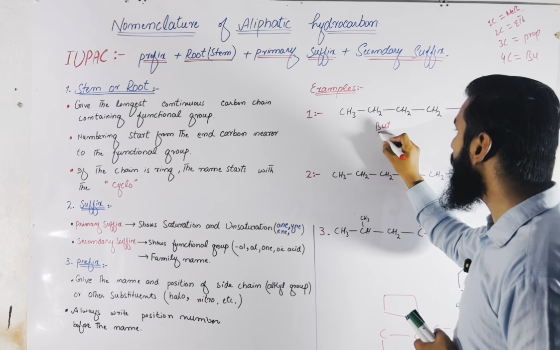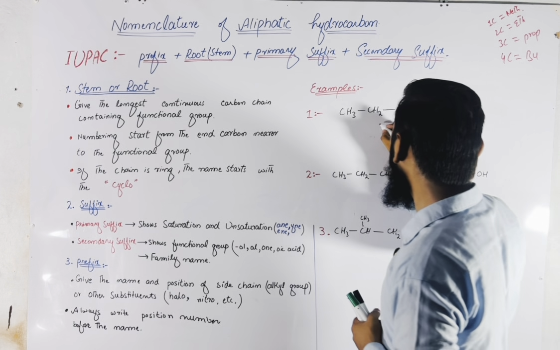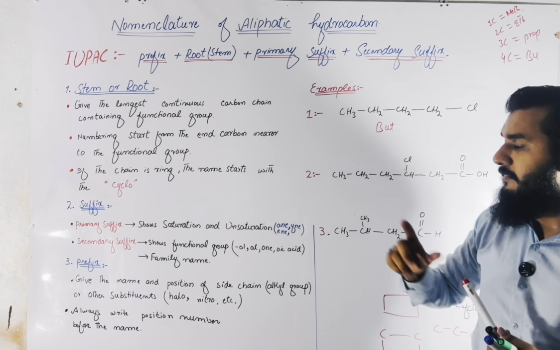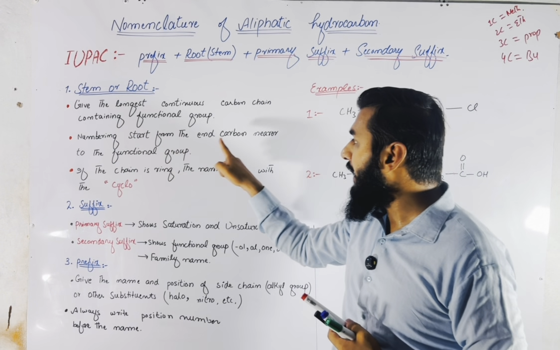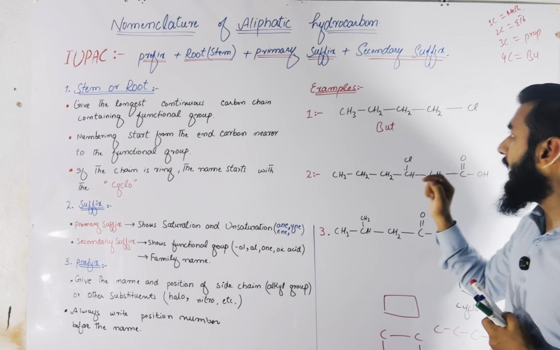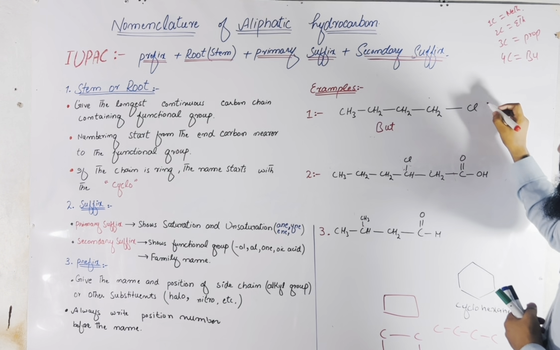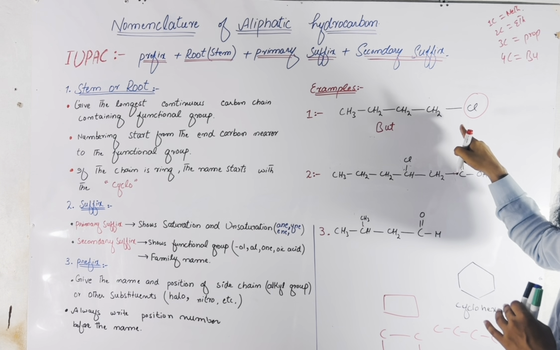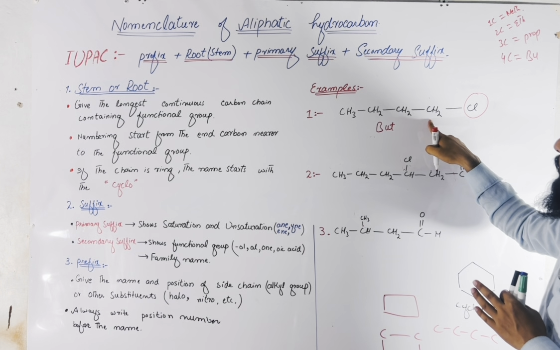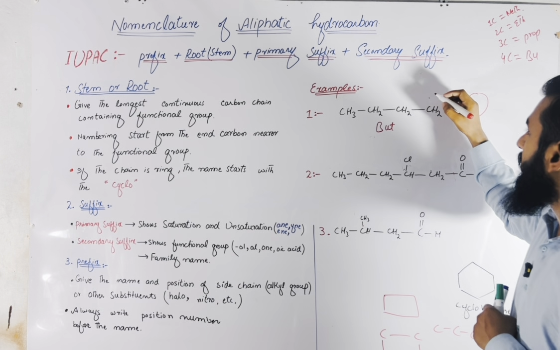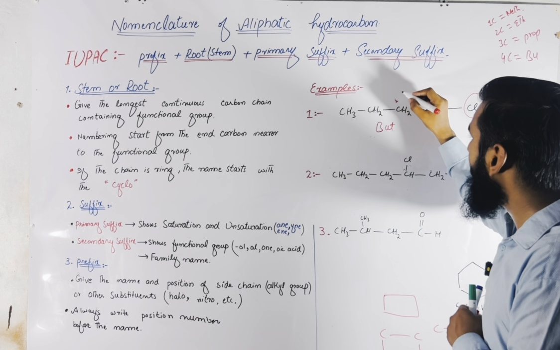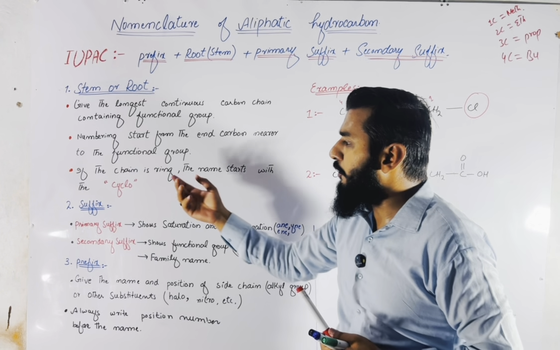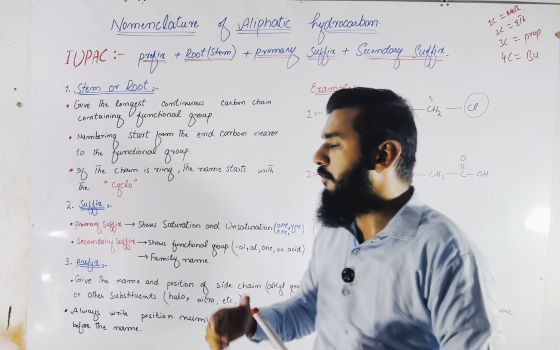So its root or stem name is but. Now the second point, numbering starts from the end carbon nearer to the functional group, and this is the functional group. We know that this is a halogen and it acts as a functional group, and numbering starts from the nearest carbon which is directly connected with the functional group. So this is carbon number 1, this is the second carbon, third carbon, and this is the fourth carbon.